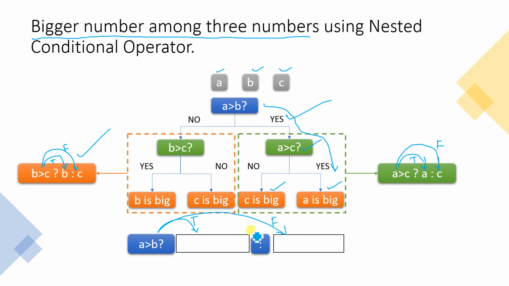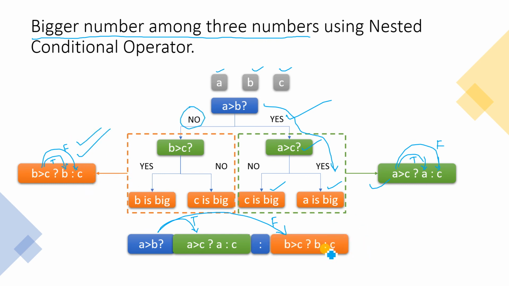So we have already found out what to write in this blank box. We already know that if this is true, then this part must be written. So I will replace it with a greater than c, question mark, a colon c. So this gets replaced over here. And if it is no, so the no part means which one gets replaced? This part will be replaced. So we will write b greater than c, question mark, b colon c. I hope you understand the entire concept.